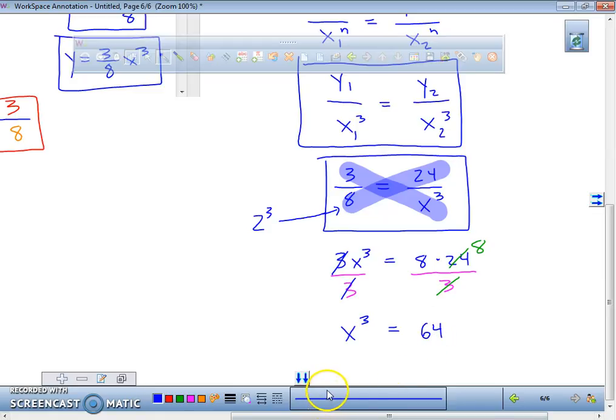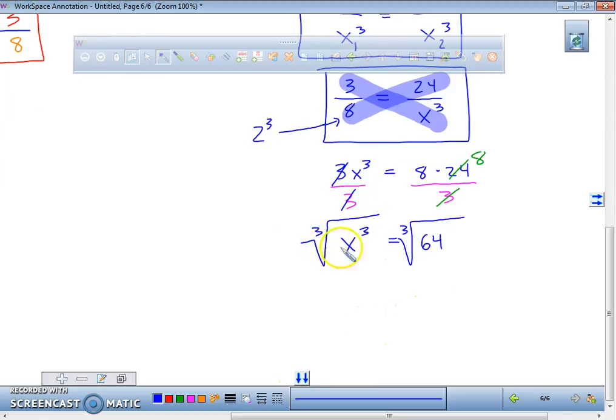So now that we have that, what's the very final step? We have to take the cubic root. We're not going to cube it. We're going to take the cubic root of both sides, because the cubic root of x cubed is x. And the cubic root of 64 is 4, because 64 is 4 times 4 times 4.